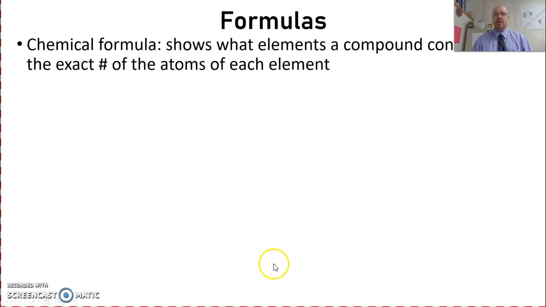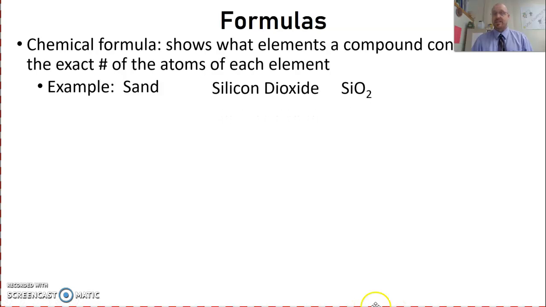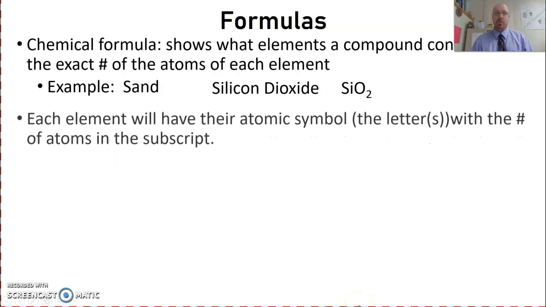Formulas. What is a formula? A formula shows what elements a compound contains and then also the exact number of the atoms in each element. We use formulas when we're writing down particular compounds. For example, sand. I don't know if you knew that, but sand is actually silicon dioxide. And then we write, that's the name, silicon dioxide, and then we write the formula as SiO2. And that is the formula for sand.